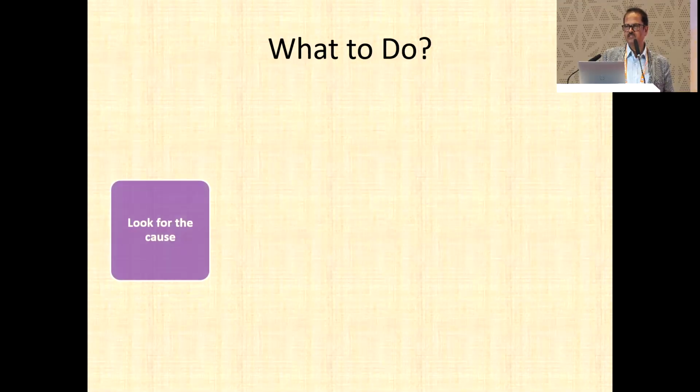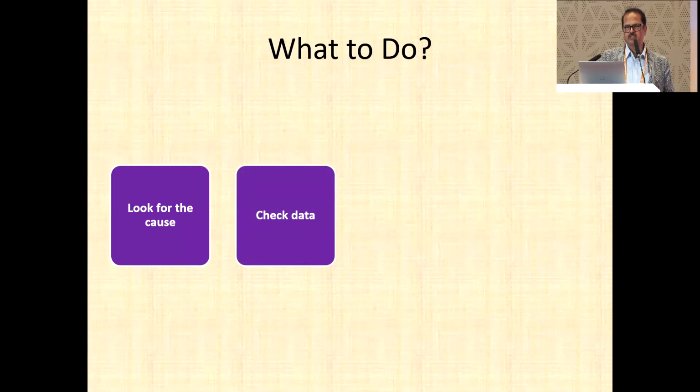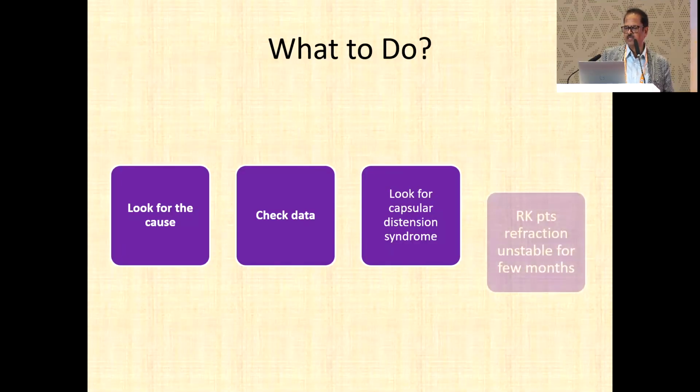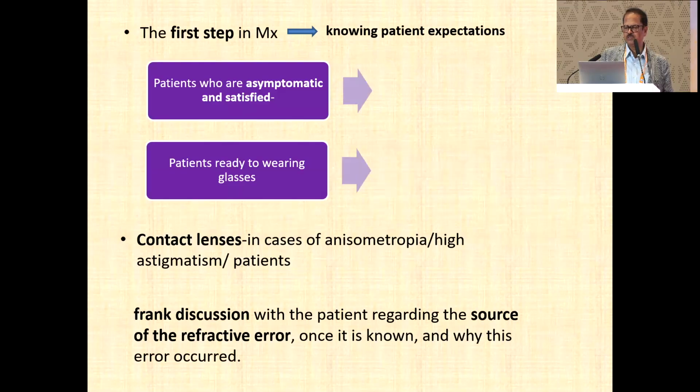So what to do once we encounter these situations? You must look for the cause, what went wrong, check all the data, and in the immediate post-op days, we can sometimes find capsular block distension syndrome, particularly in the plate haptics IOL. So you have to dilate and see whether there is any fluid behind the lens or not. And in an RK patient, you have to actually wait for the refraction to be stable.